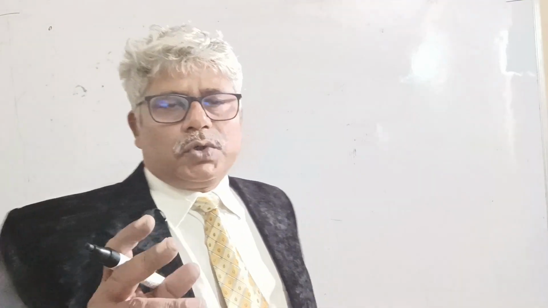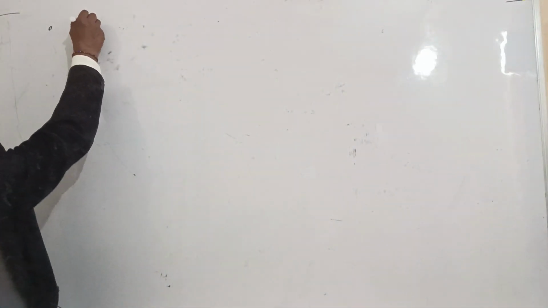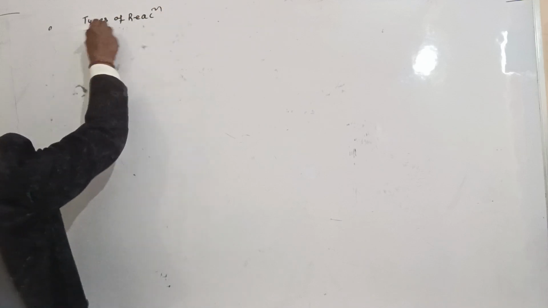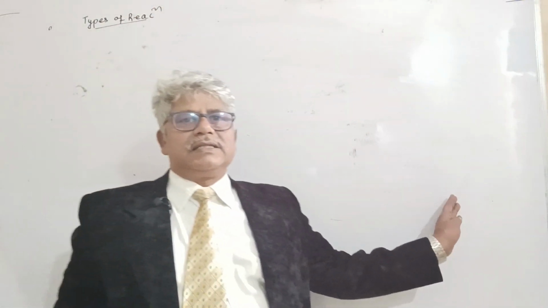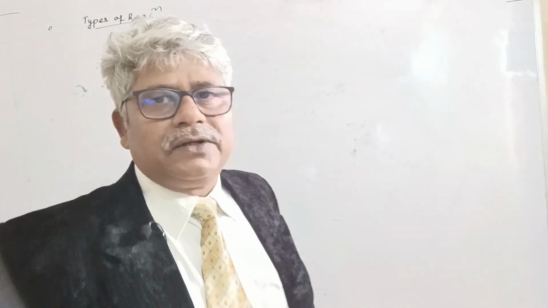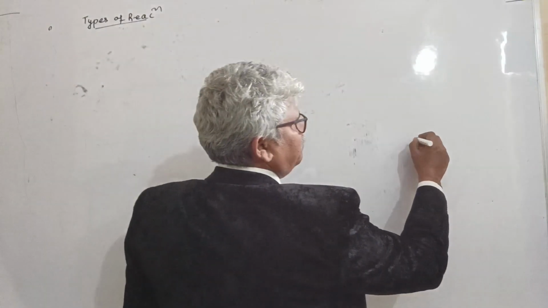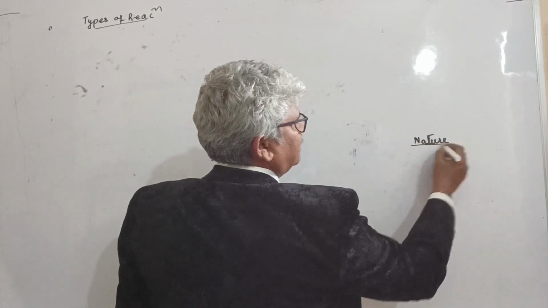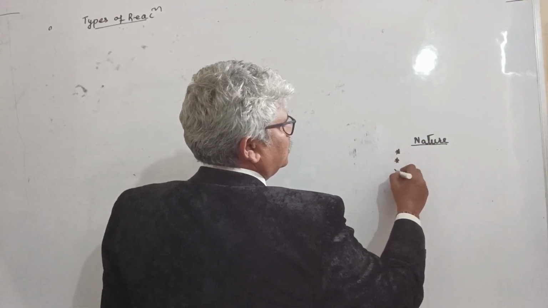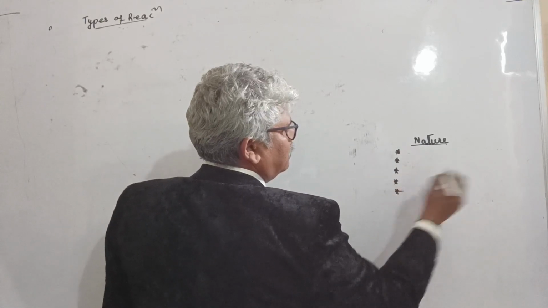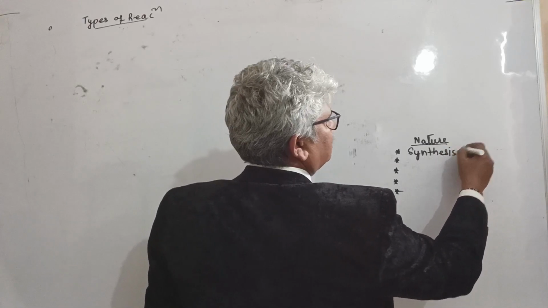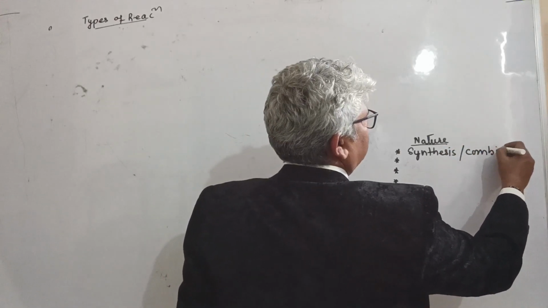All right, so let us see types of reaction. Today's topic is types of reaction. I am going to make a little summary and then we will talk in detail. So, reaction on the basis of nature. There are 1, 2, 3, 4, 5. Synthesis. In some cases, it is also mentioned combination.